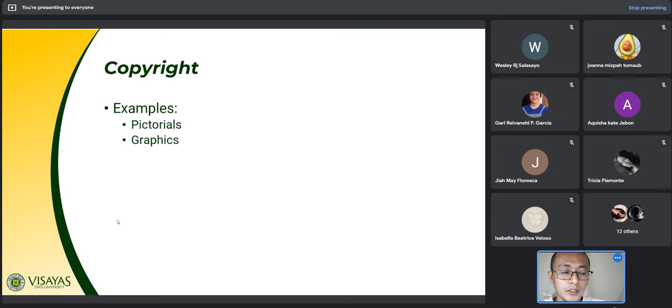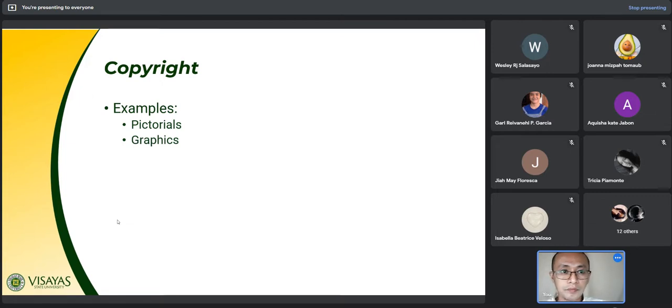Pictures, okay? When you try to grab a photo from someone else's album, you have to give due credits, whoever the photographer of that picture is. Otherwise, you have already violated the copyright of the owner. So you have to always acknowledge the owner from whom you have borrowed the images that you use.